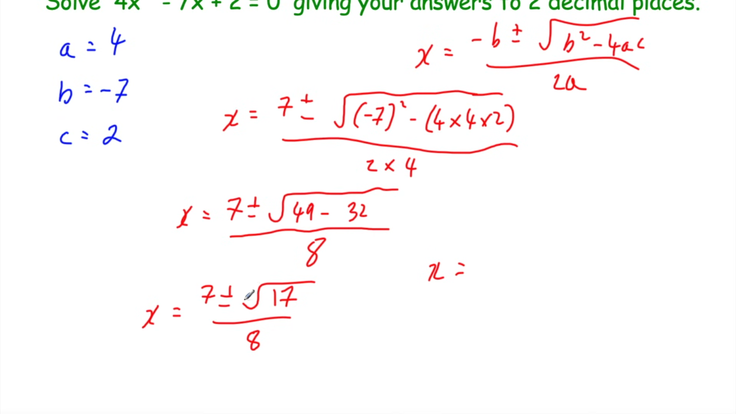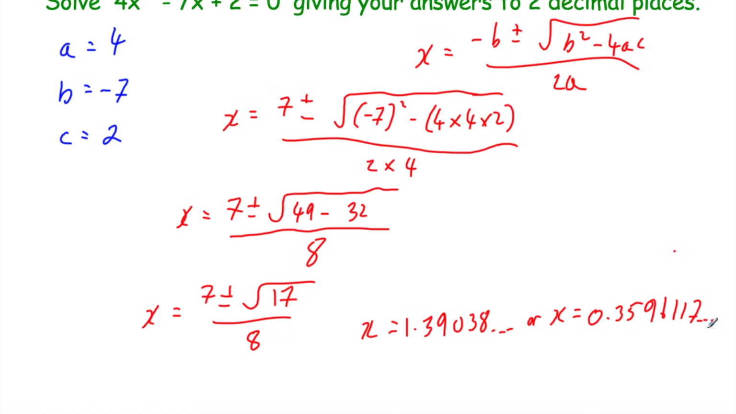And that comes up as 7 plus root 17 over 8, or as a decimal number, that would be 1.39038, and so on. Or the other solution would be if we change that plus sign into a minus sign, you get the x equals 0.3596117, and so on. And we want to give our answers to two decimal places. So for this solution, x would be equal to 1.39, or for this solution, x is equal to 0.36. And that's it. So there are two solutions.